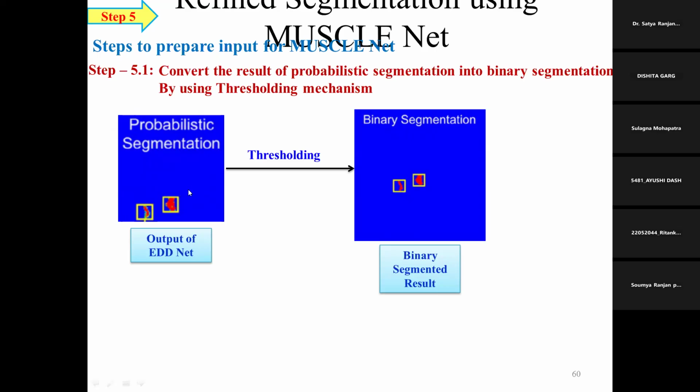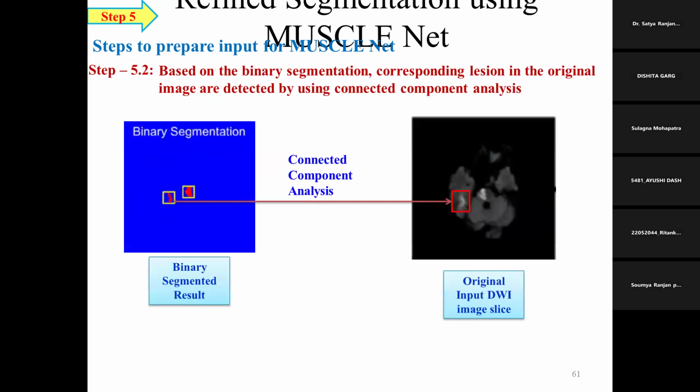So this is the output from the EDDNet. Then they apply some thresholding. You see some green color part is there. That part is already gone. So only the red color part. So this is some kind of binary segmentation they have done.